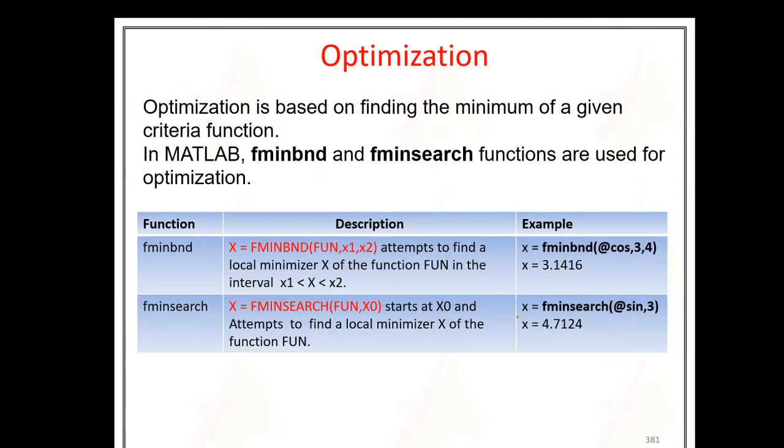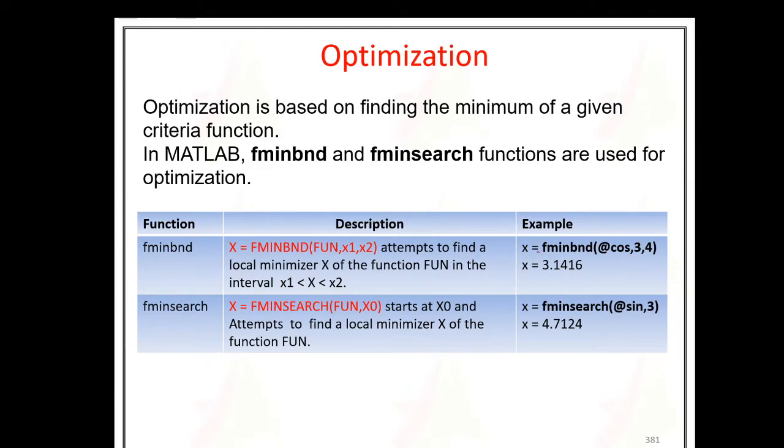Then I will give a very small intro to optimization. So what is optimization? It is based on finding the minimum of a given criterion function. In Matlab we have fminbnd and fminsearch functions used for optimization. You can see here x equal to fminbnd function. I will explain this one, x1 x2. It attempts to find a local minimizer x of the function fun in the interval x1 and x2.